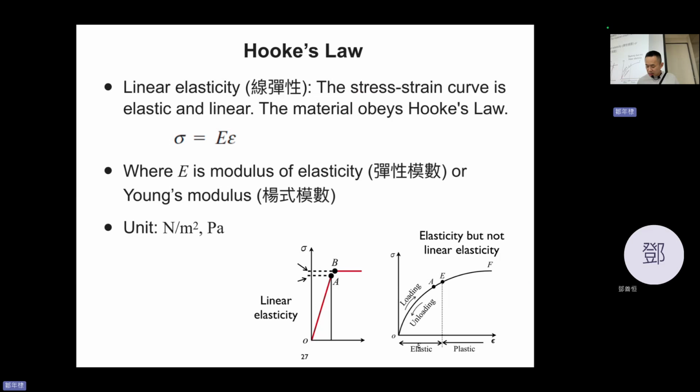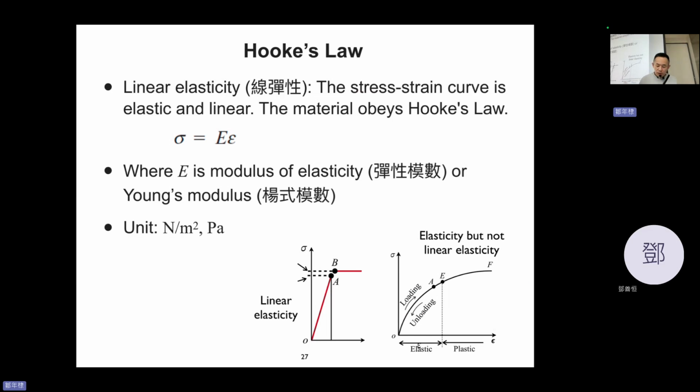You see elasticity here, but not linear elasticity. So this is not linear, okay? This is linear. This is not linear, okay? Although they are all elasticity, they can all come back, return to their origin, it's okay, but it's not suitable for Hooke's law. But you know that this is too difficult, okay? So we only focus on this one in our course, right?